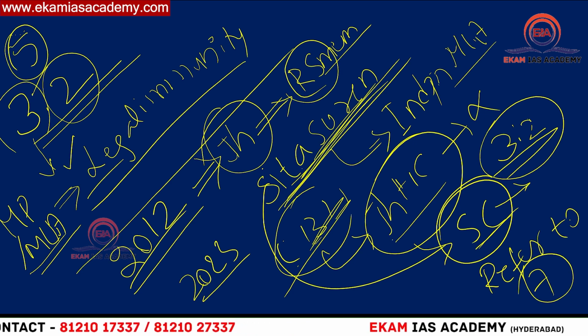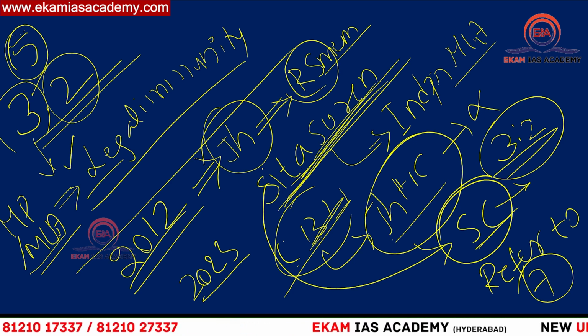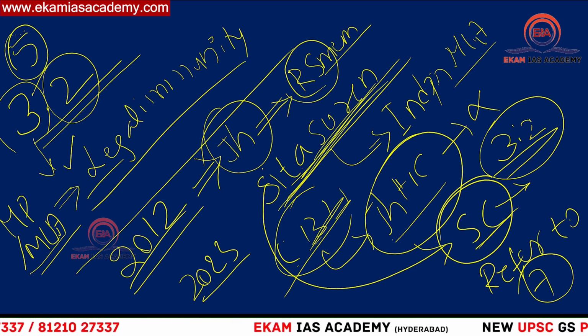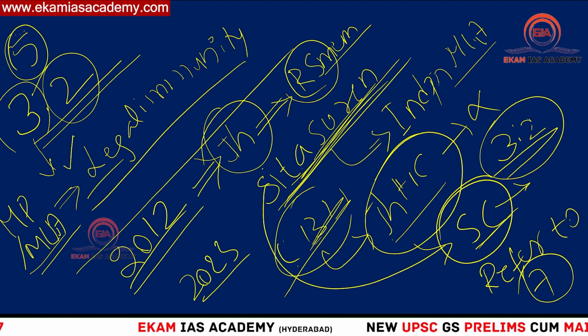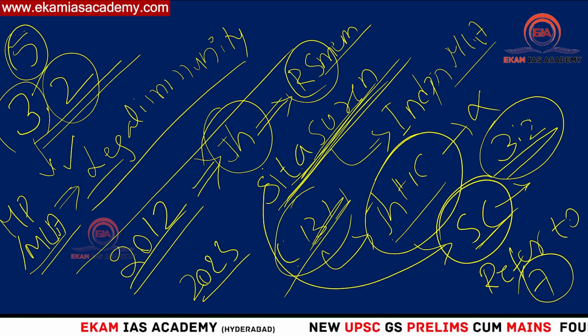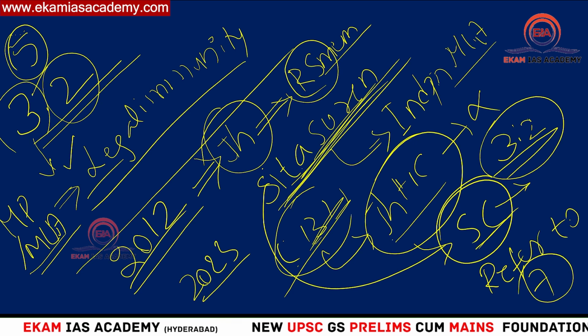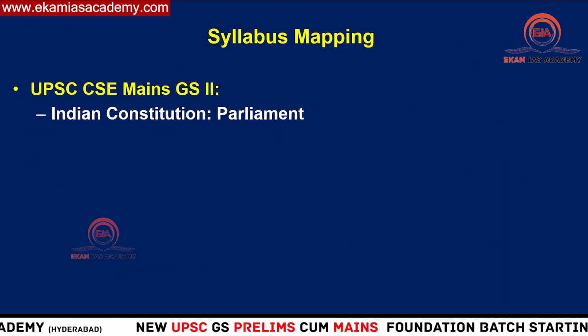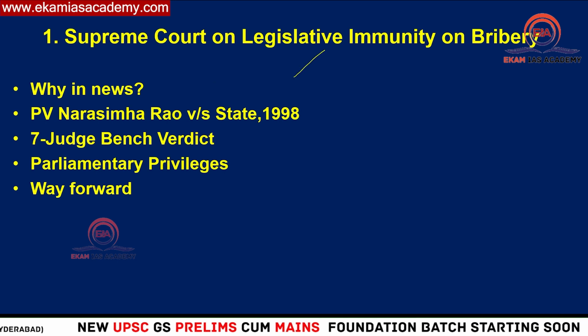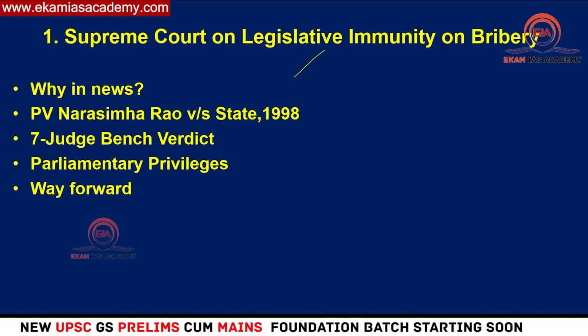In this context, we are going to look into what the previous case is and what the parliamentary privileges available to the members of parliament are, and other things. Now let's see the main points of discussion, as we have gone through the brief facts. Here you can see the points of discussion of this video: the Supreme Court ruling with respect to legislative immunity on bribery.